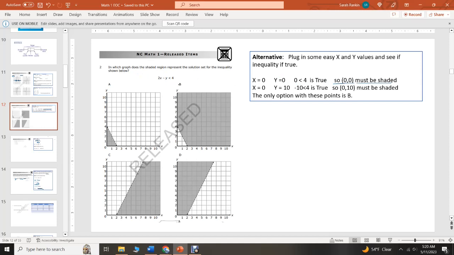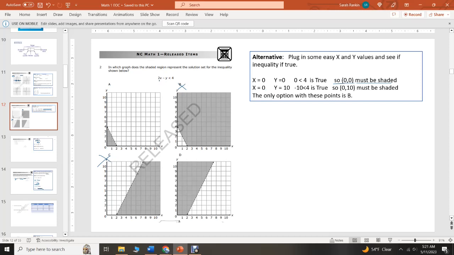Well, we can eliminate B, right? And I can eliminate C. So we're down to A or D. Well, let's pick a point that's shaded on one but not shaded on the other. So the point (0, 10) is shaded on D but not shaded on A. So let's see if the function at (0, 10) works.